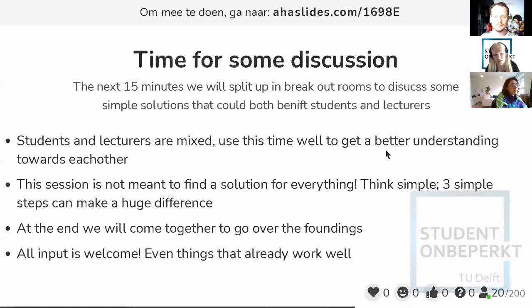This session is also not meant to find a solution to everything. We can have a look at the whole picture, but we only have 1 hour. So we actually want to look at whether you can come up with some simple and implementable steps that are directly implementable and benefit both lecturer and students. So really keep it simple, keep an overview of what every lecturer, even if they only have little time, can implement in their lecture to make it accessible.